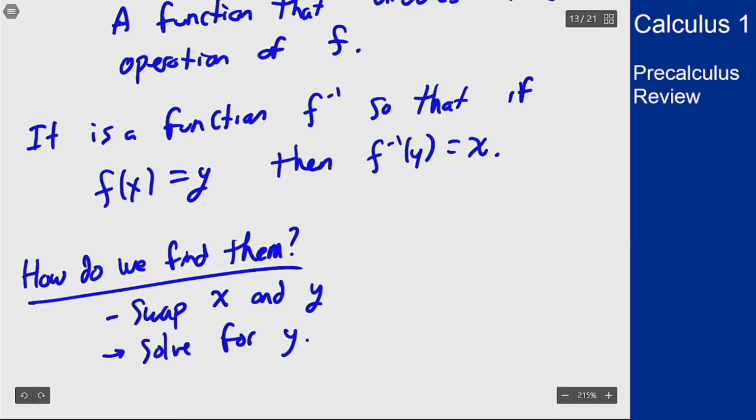You can just solve for x. That would also do the job as well. But the letters are different, and sometimes people don't like seeing x as a function of y. That looks kind of weird sometimes. But swap x and y, and then solve for y.